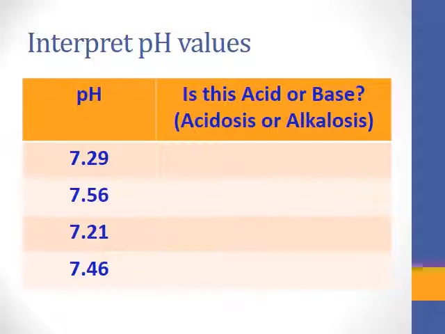For 7.29, that is below our perfect pH of 7.40, so that would be an acid. 7.56, that is greater than 7.45, so that's on the high end. That's on the B, so therefore it would be a base. 7.21, that's on the lower end. That's below 7.40, so that would be an acid. The 7.46 obviously is up, so then that would be a base. And how did you do regarding those?